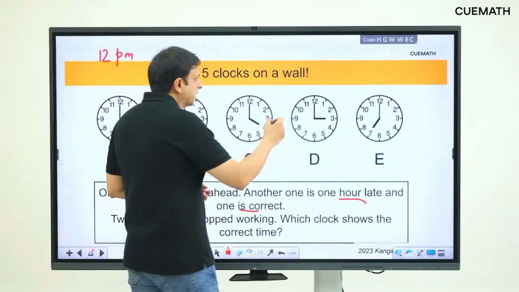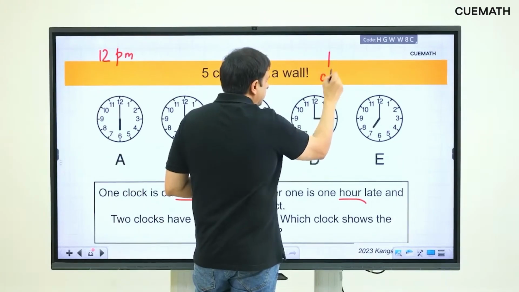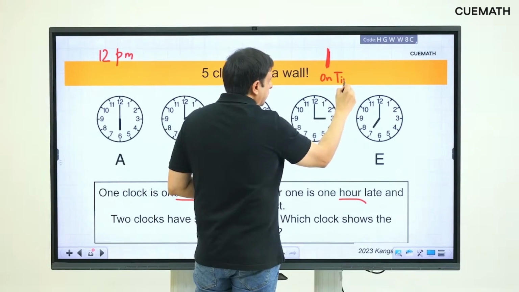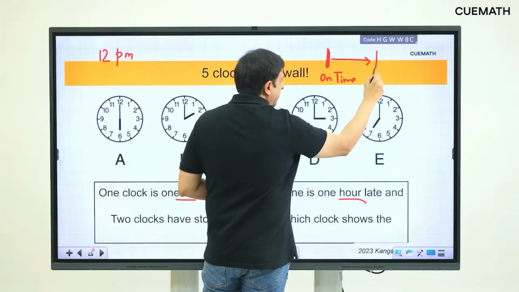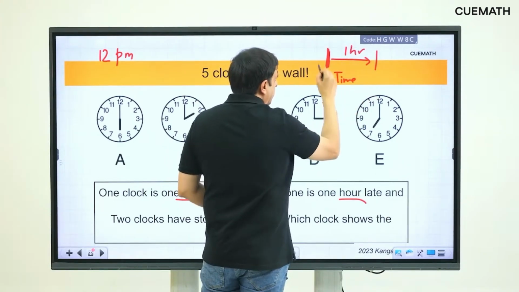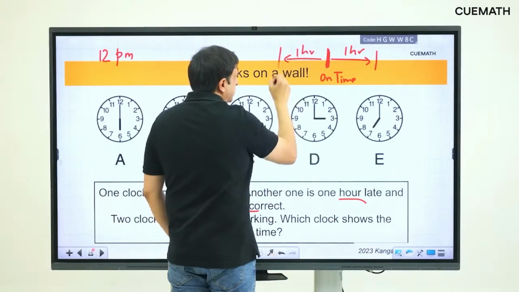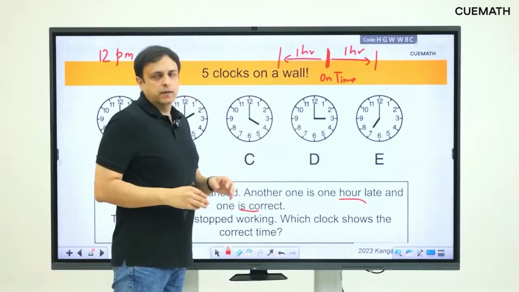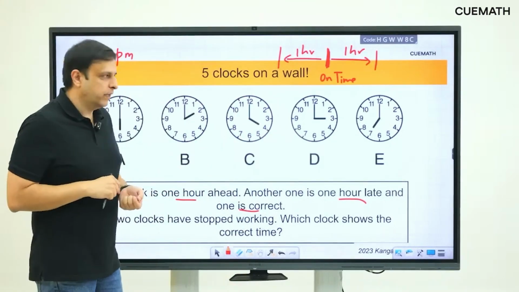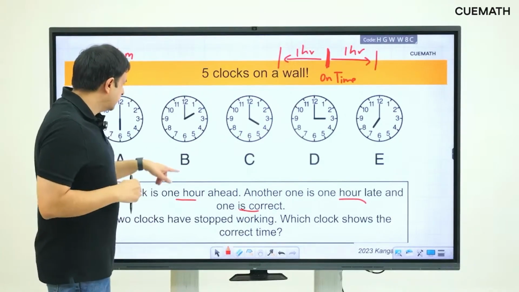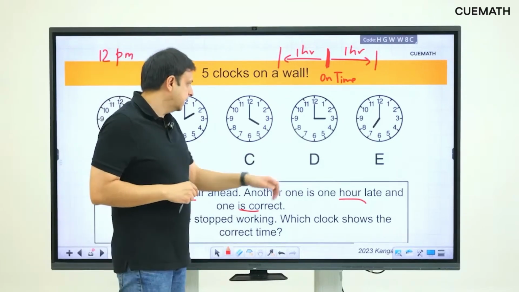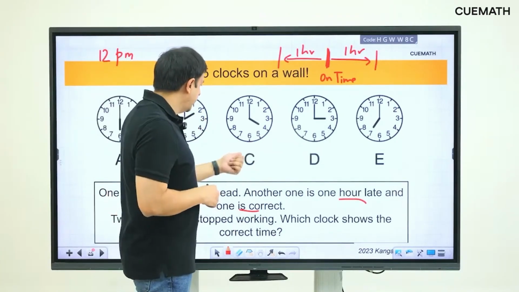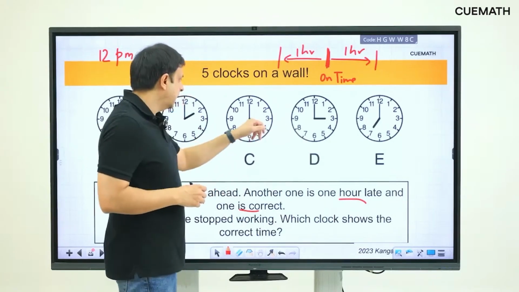Because we are told that one clock is on time, so let me represent this thing here as the clock on time, and then one clock is 1 hour ahead, so there is a gap of 1 hour, and then one clock is 1 hour behind, so there is another clock that should be at a gap of 1 hour. So you should have 3 clocks with times that have differences of 1 hour each, and you can see that those clocks are B, C and D, because B is at 2, D is at 3 and C is at 4. So 2, 3 and 4.